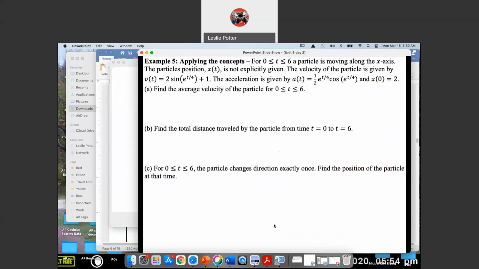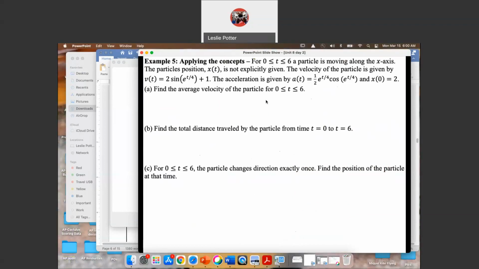Okay, so the last one, we're kind of bringing it all together here. We're applying concepts across the board here. And this one, looking at these functions, you could integrate these by hand, but we're going to use a graphing calculator instead. So we have a time interval from 0 to 6, particles moving along the x-axis. That's a really common phrase. It just means it's linear motion.